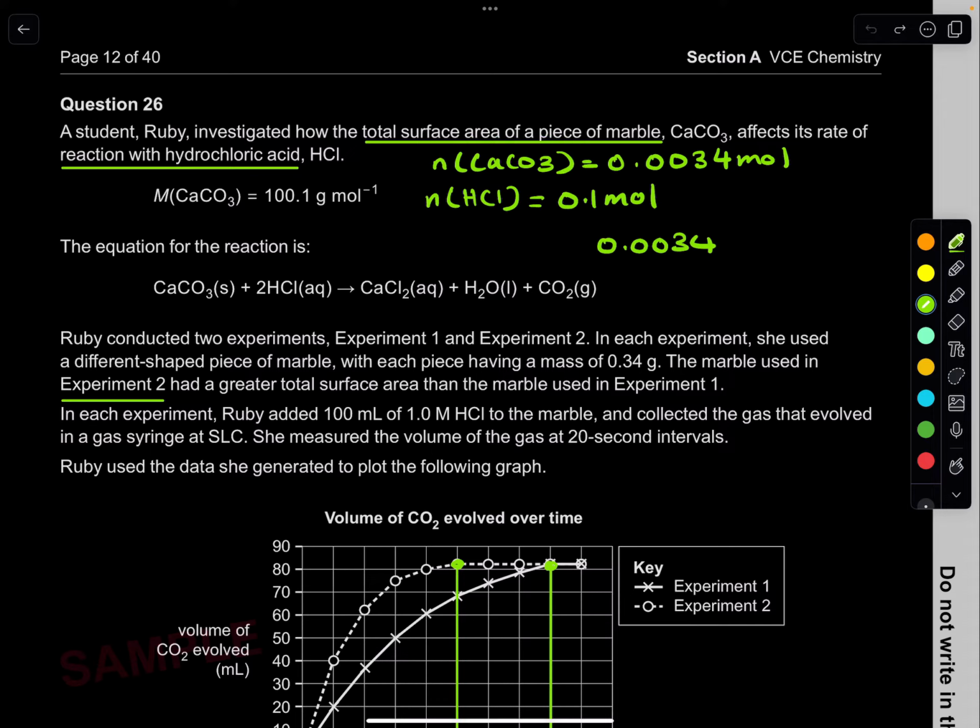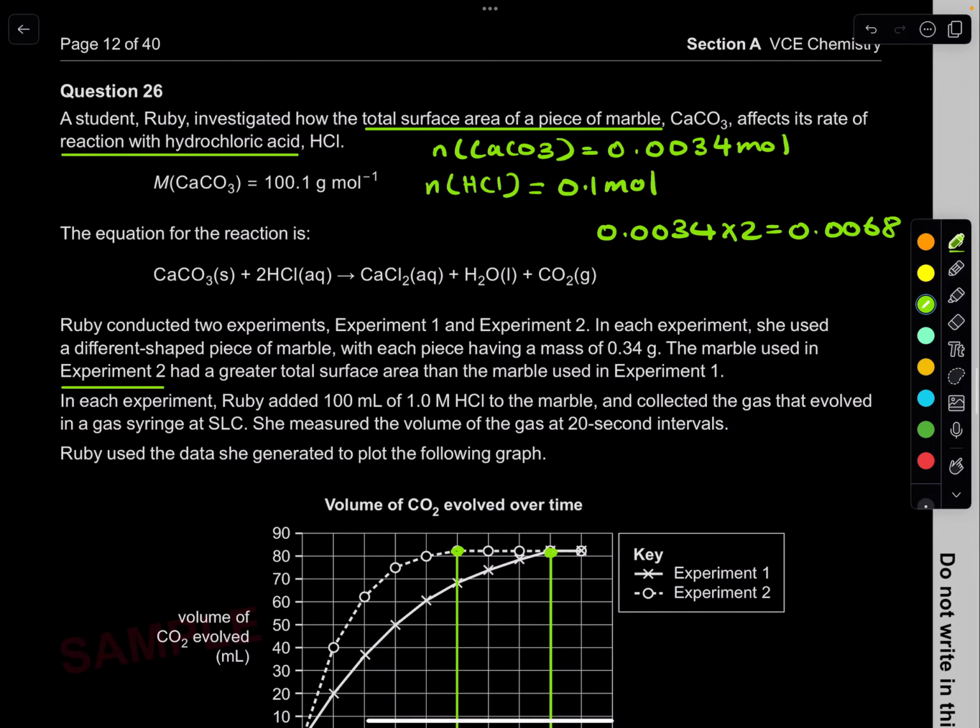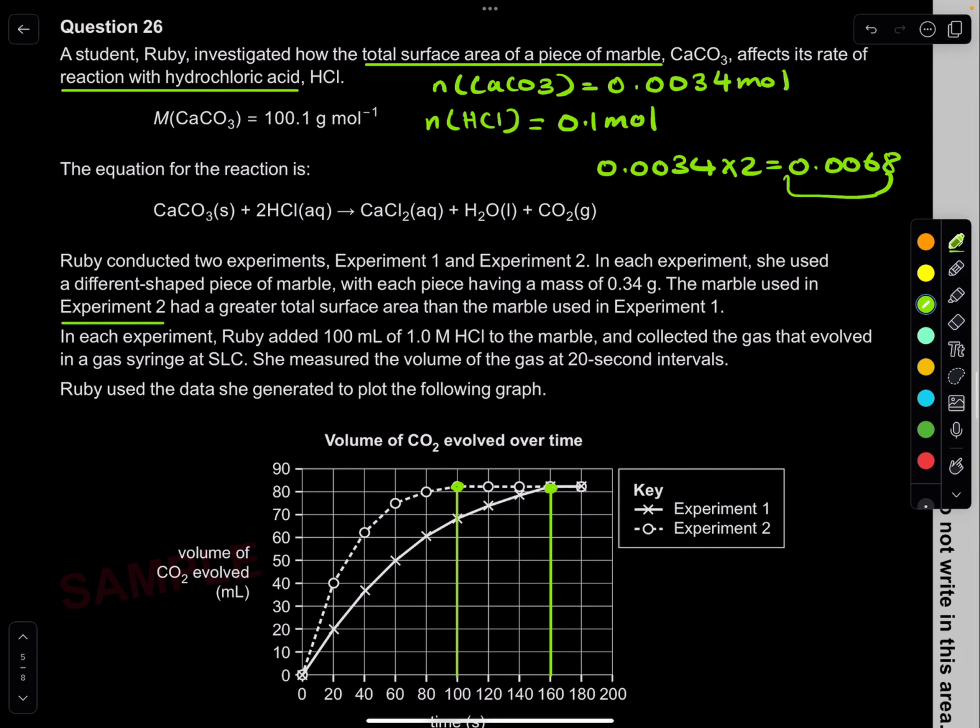Now it's a 2-to-1 ratio, so basically multiplied by 2. So it's basically 0.0068 mole. Now, are these the same? No, they're not. This one is much more. So this one here is so much more than this, meaning that this hydrochloric acid is in excess because it's more than what we got. It's much more. So this hydrochloric acid is in excess.